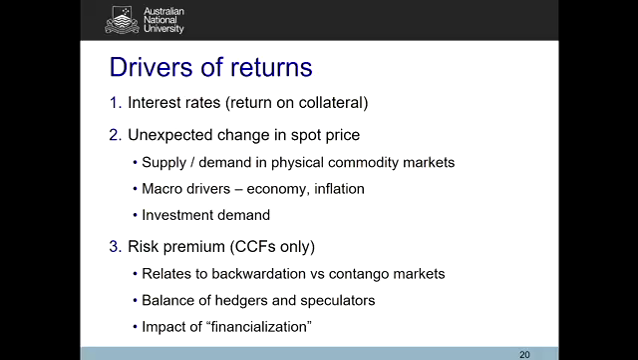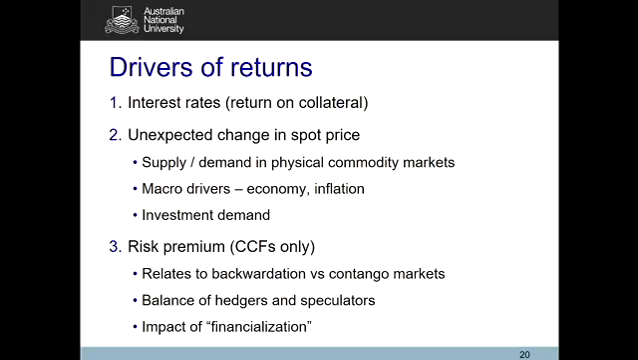The first is the unexpected change in the spot price. Right, that might be because of a supply or demand imbalance in a physical commodities market. Perhaps there's a big virus that wipes out a large proportion of the supply of sheep, which therefore reduces the supply of wool. Perhaps there is a big boom in the demand for gold. Whatever it is, changes in the supply and demand are going to shift the price accordingly. It might be affected by macro drivers like the economy and inflation. And it's going to be affected by investment demand through things like the financialization of commodities that we just spoke about.